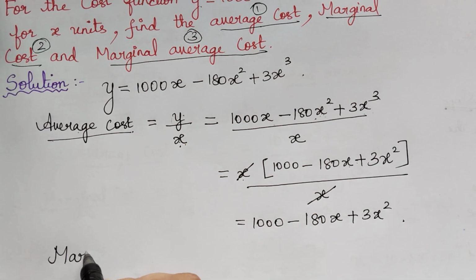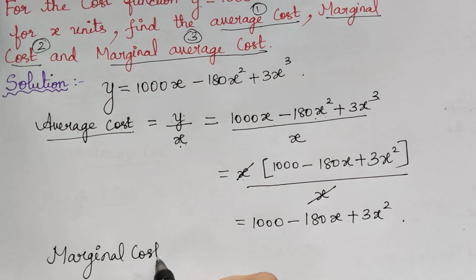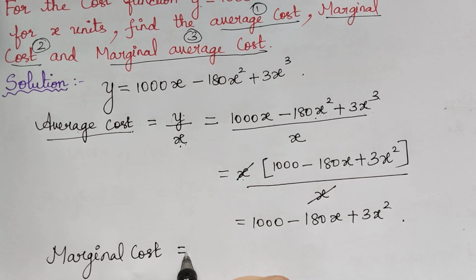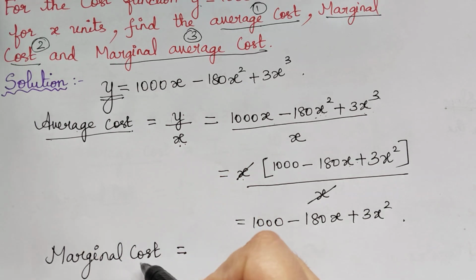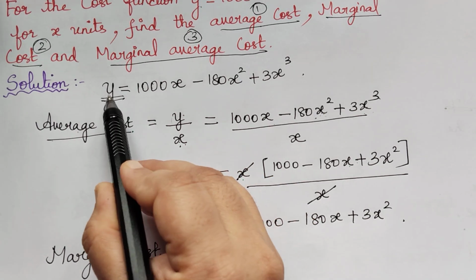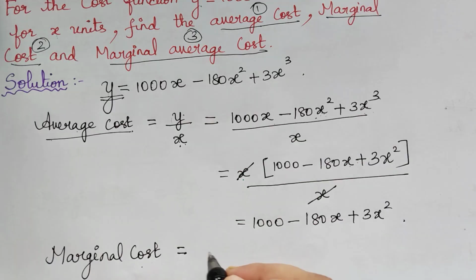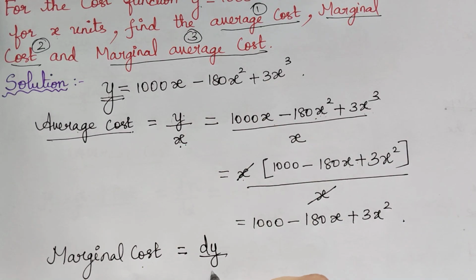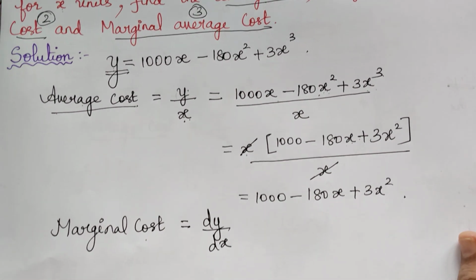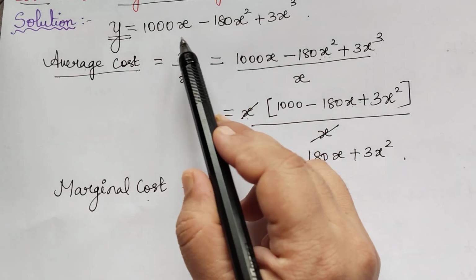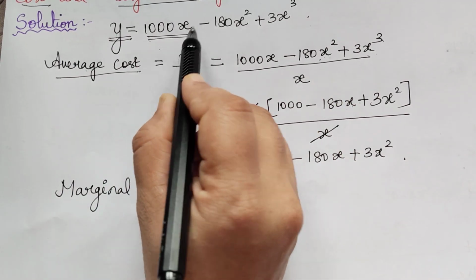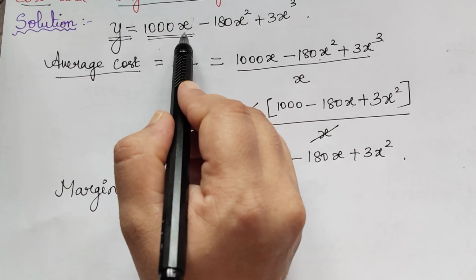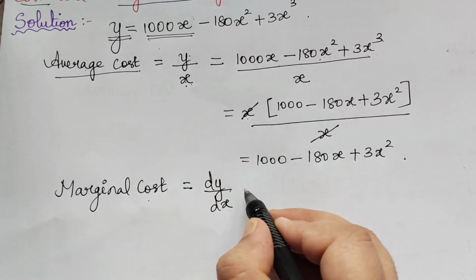Marginal cost is given by, so the marginal cost is the first derivative of the cost function. Now what is the cost function? It is y. The marginal cost is the first derivative of y with respect to x. So it will be dy by dx. That is, we have to differentiate the given function y with respect to x. So if you take the first term, it is 1000x. The differentiation of x is 1. So it will be 1000 multiplied with 1.